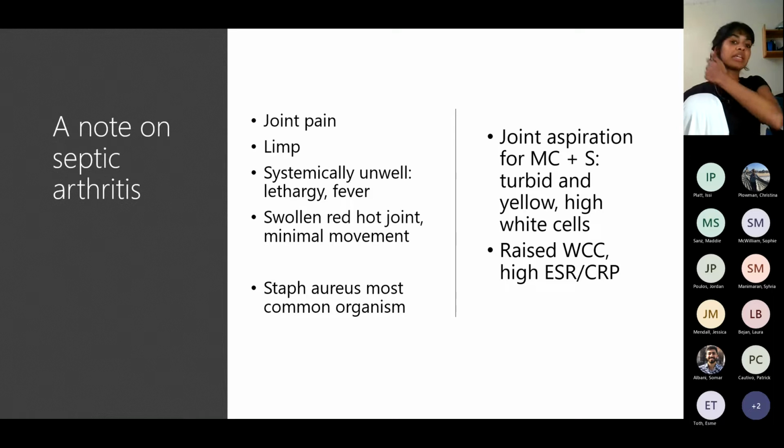Anything at all? Any examination findings? Red hot joint, exactly. Fever, yeah, they're systemically unwell, exactly. Does anyone remember what the most common organism is? Yeah, raised CRP, yeah. Yeah, it's Staph aureus. Yeah, well done. And what do we do to investigate?